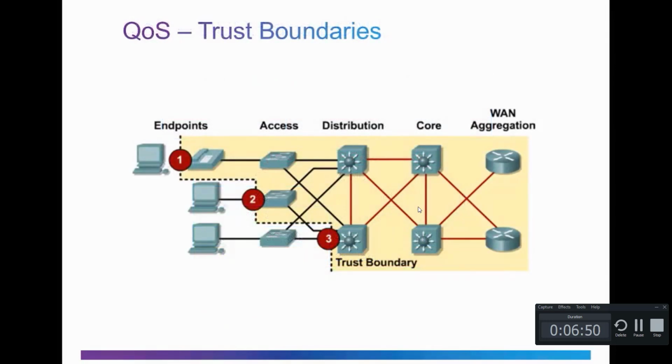QoS marking happens at trust boundaries, and marking should happen as close to the source as possible. Endpoints like voice over IP phones, wireless access points, and video conferencing gateways have the ability to mark QoS packets, as indicated in number 1. Traffic can also be marked using layer 2 switches, as in number 2, or at layer 3 using layer 3 switches and routers. As packets travel across the network, the remarking of the traffic can be necessary. The remarking of class of service values, or IP precedence values, or DSCP values.